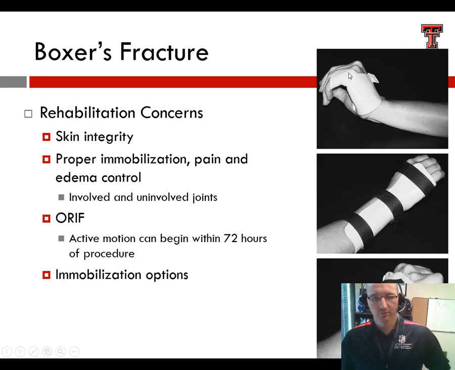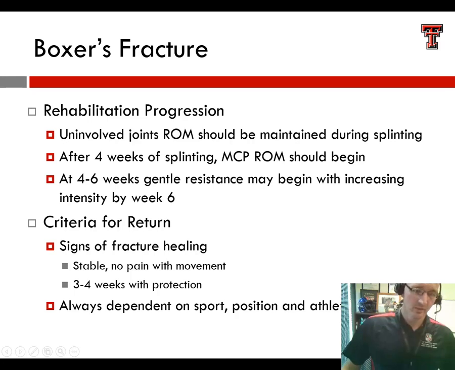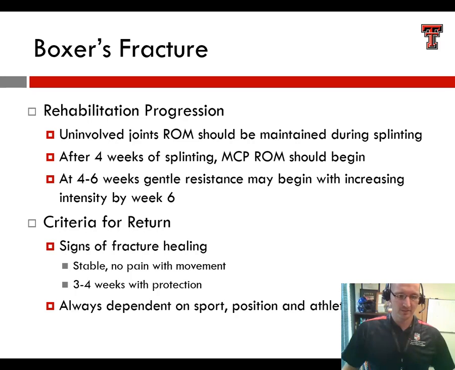So in this case, they've been splinted in flexion. In this case, the wrist has been immobilized. In this case, neither. We've immobilized just that fifth ray. Okay, so we want to make sure that any uninvolved joints are maintained during that splinting, and then after a month of splinting we can start metacarpal phalangeal range of motion. Then somewhere past the first month we can start some general resistance training with increased intensity by the 6th week.